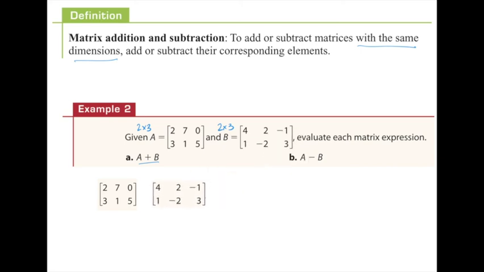All right. Very simple. I'm going to say 2 plus 4, and my answer here is going to be another matrix of the same dimensions. 2 plus 4 is 6. 7 plus 2 is 9. 0 plus -1 is -1, and that's my first row. And then 3 plus 1 is 4. 1 plus -2 is -1, and 5 plus 3 is 8. Very, very simple, right? And then the same is true if I wanted to subtract.